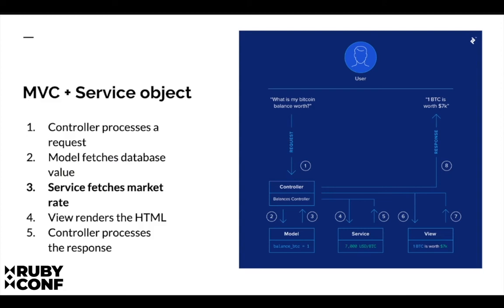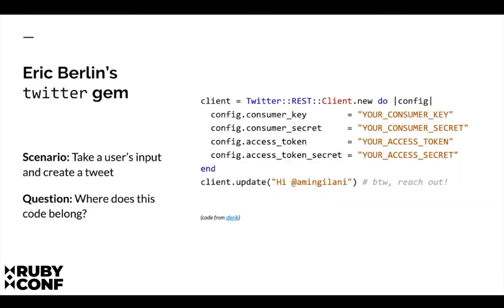But let's see how we could implement that with code. And I don't have to jump out into a demo here because I have all that here. Now, we can take, for example, Eric Berlin's Twitter gem. A scenario that you could possibly use a service object for, and I'm not saying that there are not other ways to do it, is you could take a user's input and create a tweet. Now, where does this code belong?